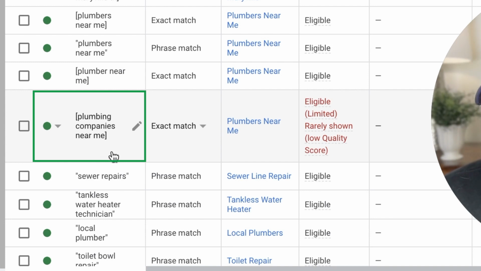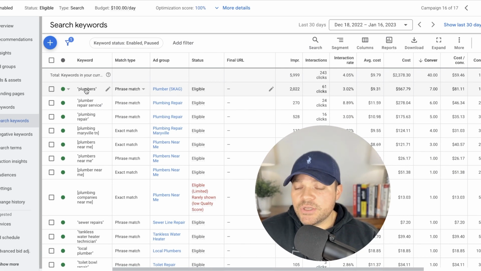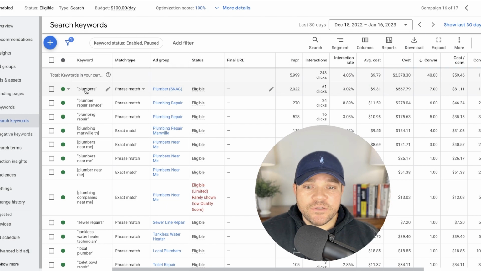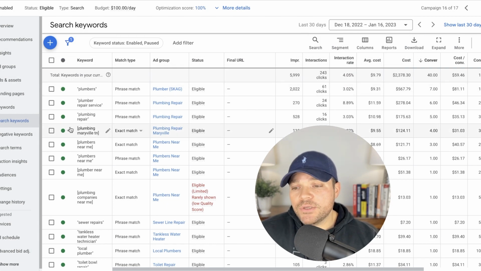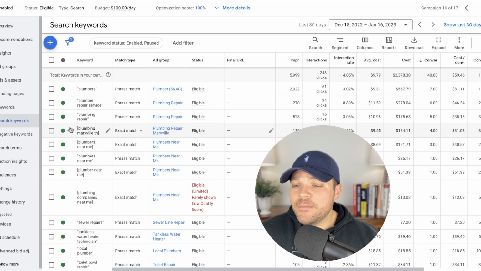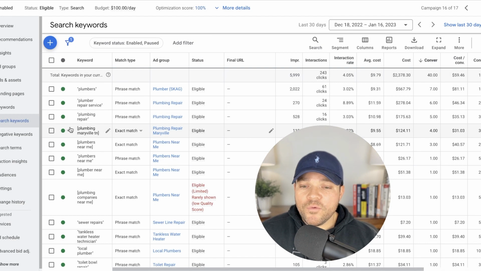Phrase match, what this means is, and that's this with the little quotations on there, phrase match means that whatever the consumer searches for on Google, plumbers has to be inside of that little sentence or phrase that they're searching for. Otherwise, it will not show up for the consumer. And then exact match means that for whatever the consumer is searching for on Google, plumbing Maryville, Tennessee has to be pretty much exactly searched this way. Otherwise, it will also not show up for the consumer.